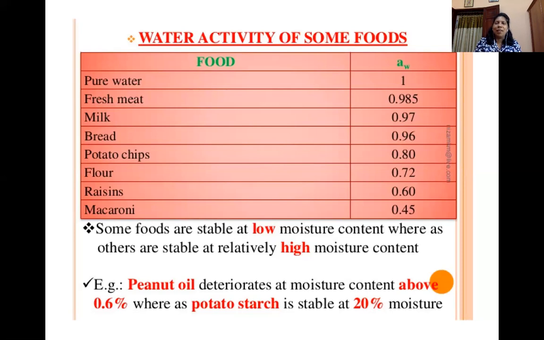Think about that. In the case of bread, when compared with fresh meat and milk, you can't keep bread for a longer period. So you have to dry it. Then we can call it a bread, right?